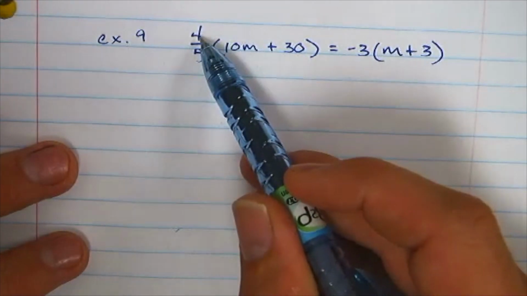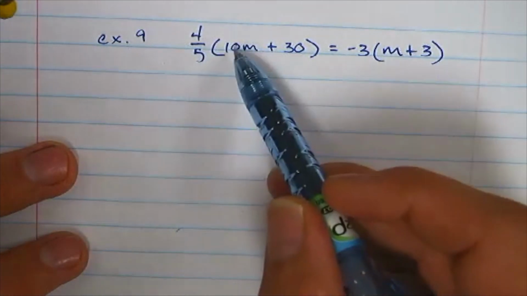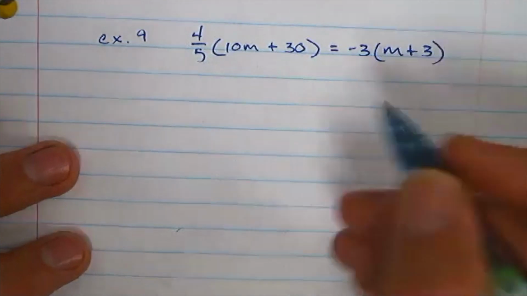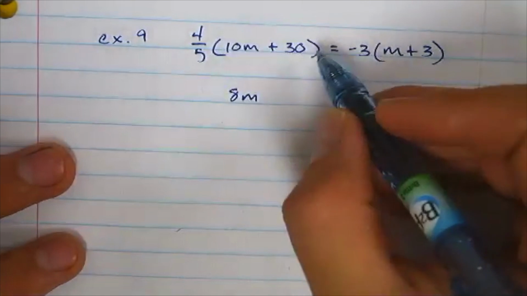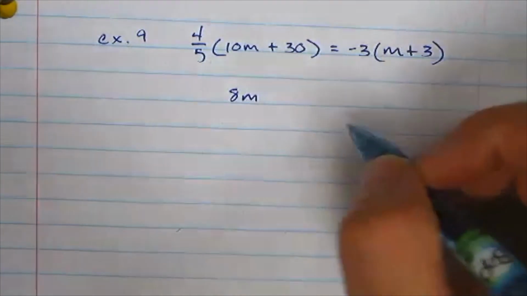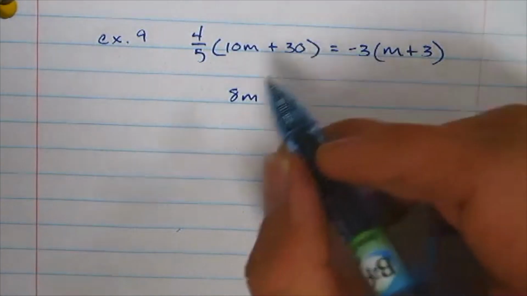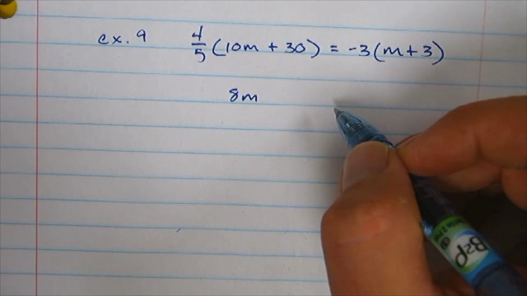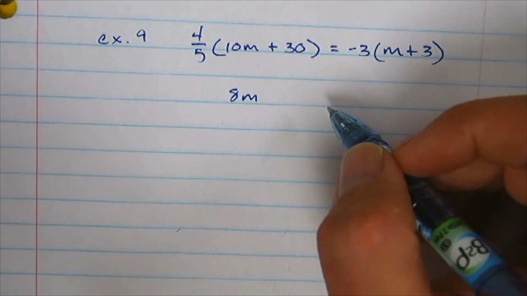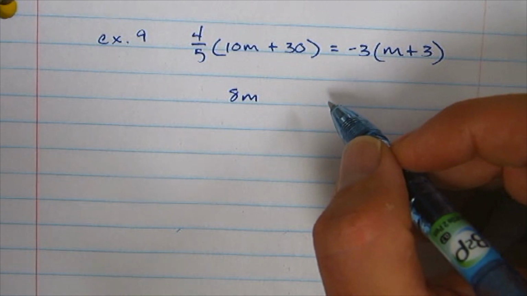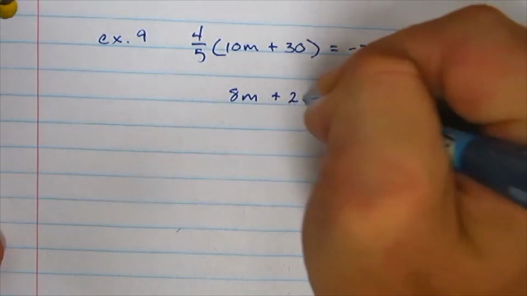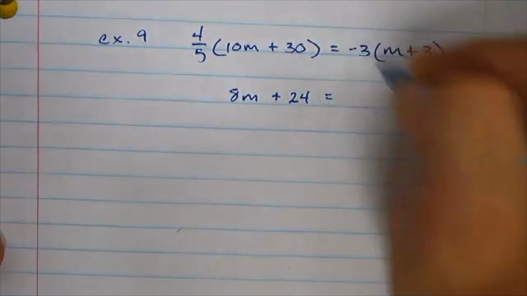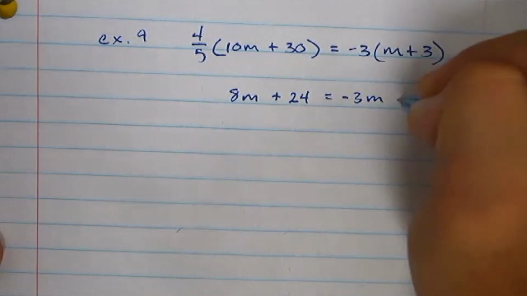But you can go 4 times 10 is 40 divided by 5. Well, 40 divided by 5 is 8. Okay, so 8m. Same thing here. 4 times 30 divided by 5. Well, 4 times 30 is 120. Divide that by 5. I know 100 divided by 5 is 20. So 20 more, that's 24. All right. So 24 equals negative 3m minus 9.